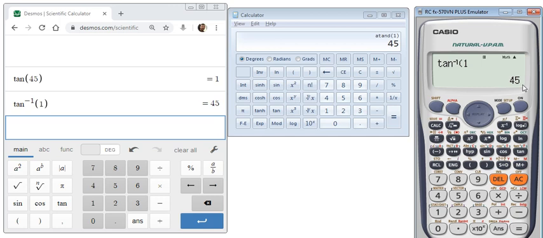We're going to use this function to solve some exercises involving the tangent ratio and also SOHCAHTOA exercises.